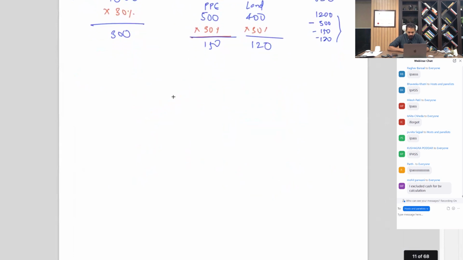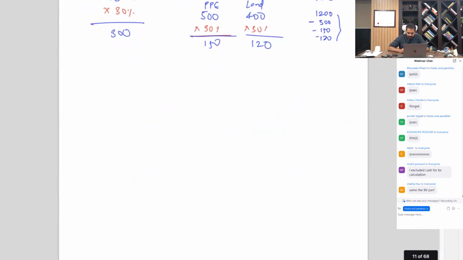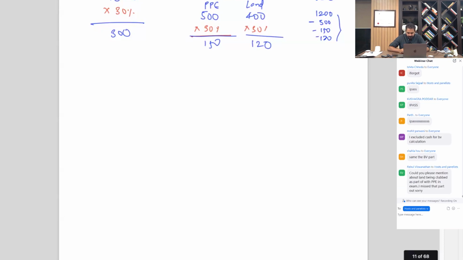So let's do accounting now. Excluded cash from book value calculation. Same for the book value part. Got it. Yeah. Could you please mention about land being clubbed as a part of PP? I missed that part out.